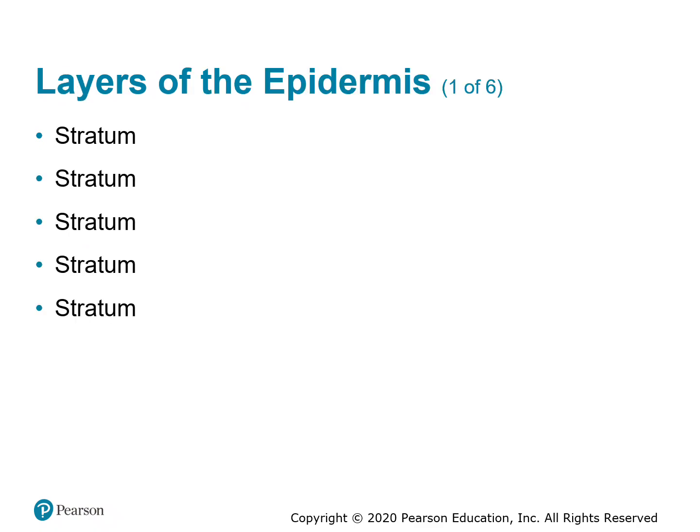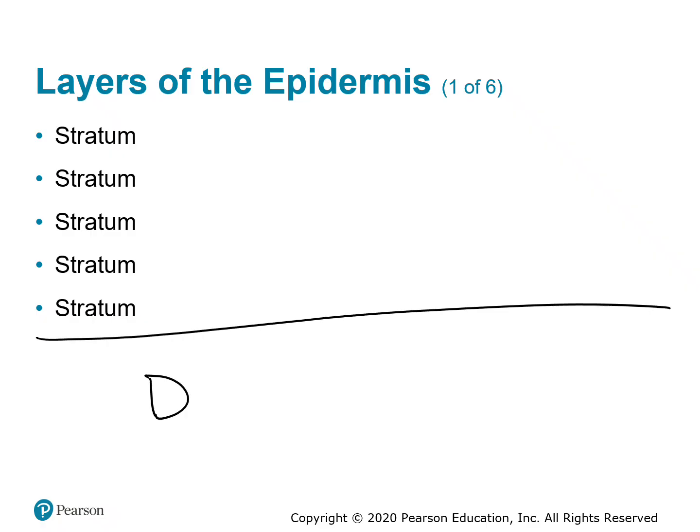Like I've been saying, there are 5 layers of the skin. Starting from the bottom, let's say that this down here is the dermis. Okay, so starting from the most basement layer, the one that is closest to the dermis, we have the stratum basale, also known as the stratum germinativum.